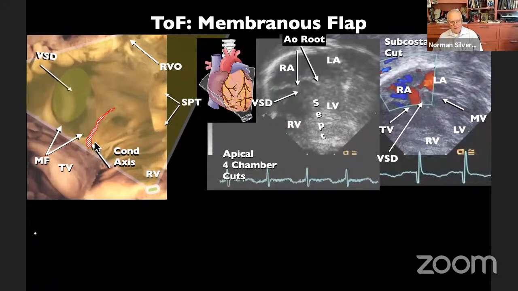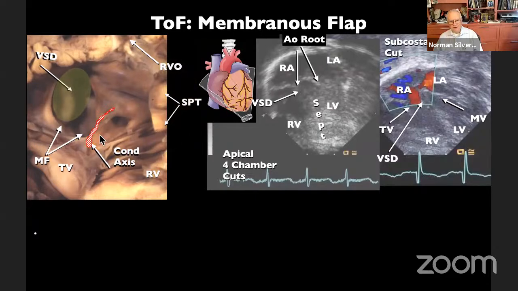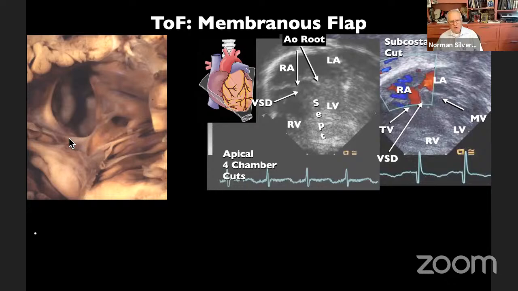Here is the conducting axis here, and here is the ventricular septal defect. Here is the Y of the septal band, and there's a deficiency in this area, so the conducting tissue is exposed. There's the conducting tissue, and I'll take it away, and you can see here this fibrous ridge, the membranous flap, which remains, which the surgeon can use to put his sutures in here to anchor this inferior part of the septum and avoid injuring the conducting tissue.